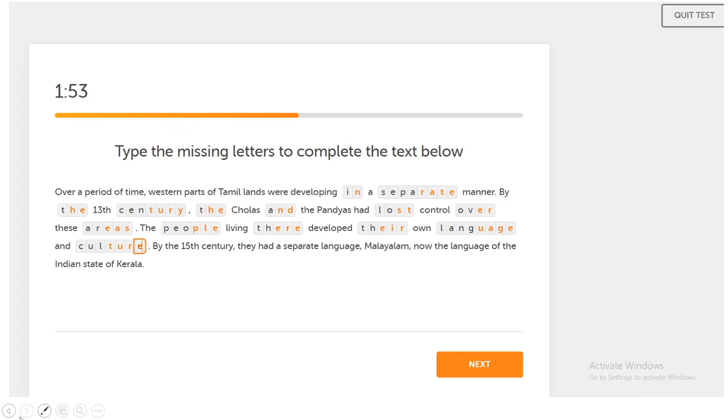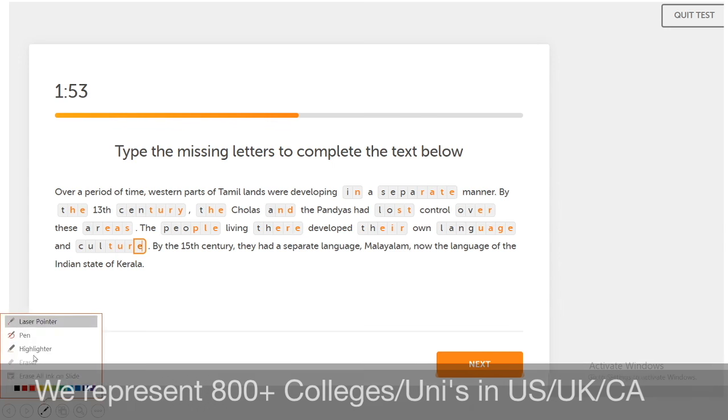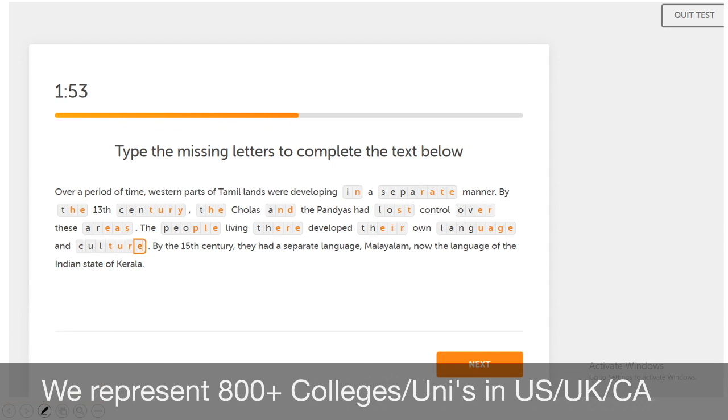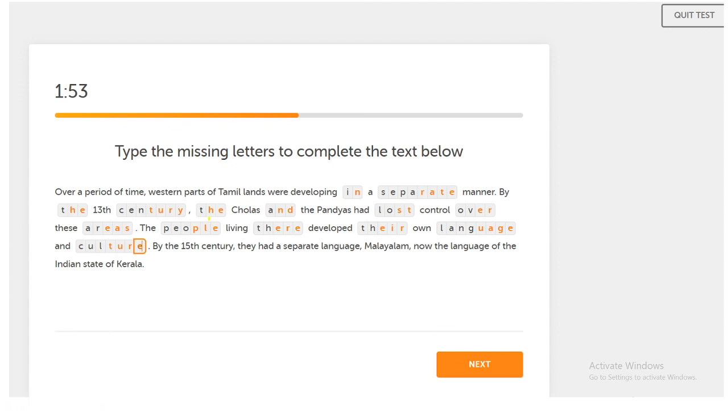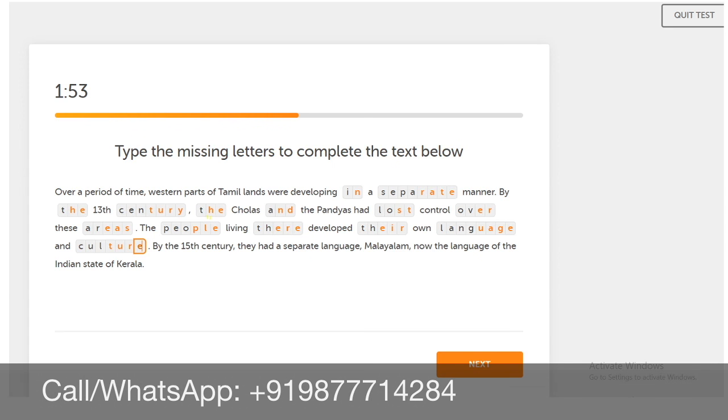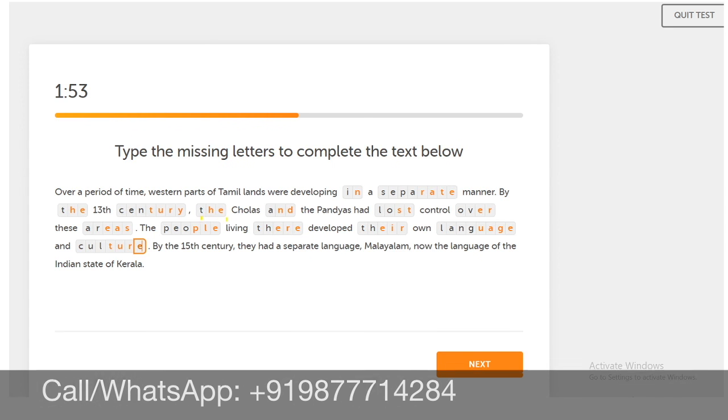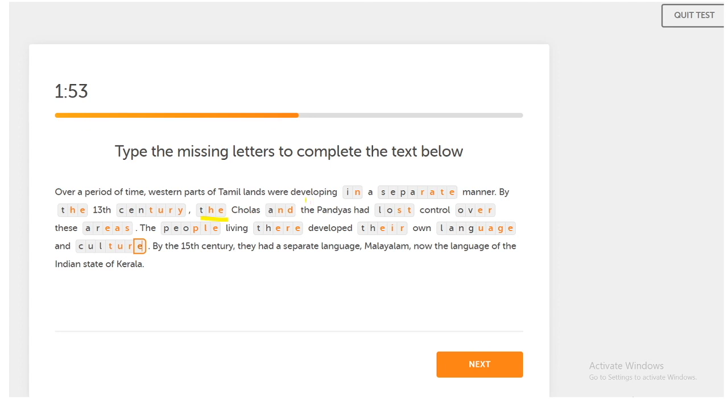So, I need to tell you something here: how do you find out these answers? Otherwise, it's really easy to predict that the answer here would be "the". But still, if you're not sure, look at this word, it says "the". So you can make out that if "the" is preceded in Pandyas, similar would be the case here. Otherwise, it's pretty easy to understand, but I'm just giving you one trick.